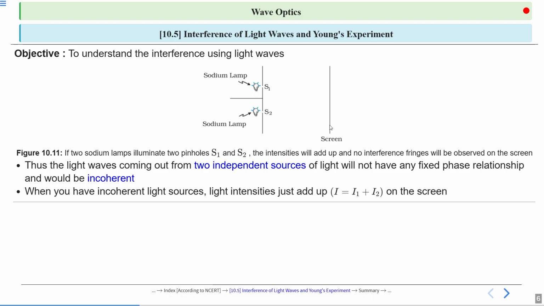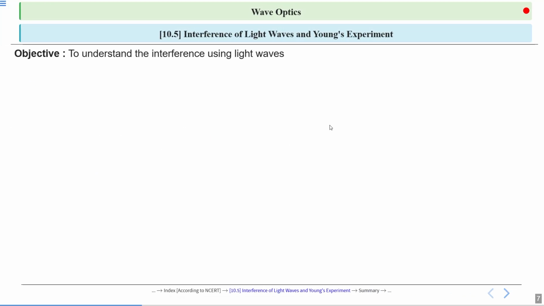So that is I equal to I1 plus I2, where I1 and I2 are the intensities of the waves produced by S1 and S2 respectively. The intensities will simply add up, represented by the equation I equals I1 plus I2. This means that instead of seeing an interference pattern, we will see a uniform intensity. The screen will be illuminated, but with uniform intensity, not with dark and bright fringes or any pattern. This reinforces the idea that coherence is necessary for interference to occur.